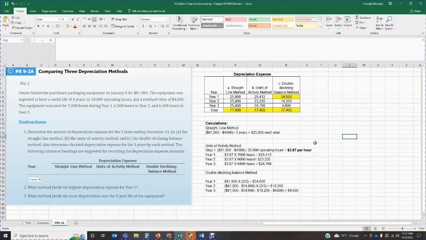Okay, so these are the 3 calculations step by step. I hope that this helps you complete your homework problem. Like I stated, if you have questions or concerns, do not hesitate to let me know. But please make sure that you read the chapter.